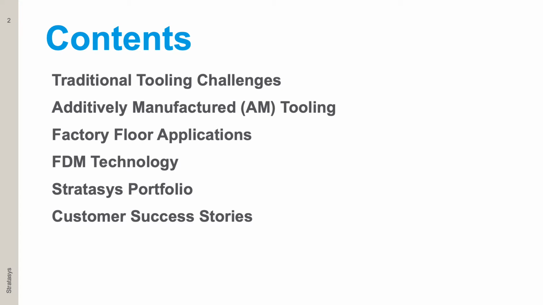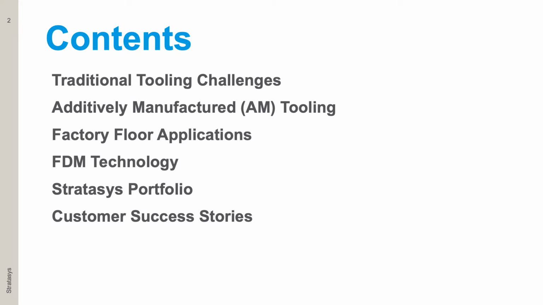We'll start out by talking about traditionally manufactured tools and some of the challenges they pose despite their being considered the standard. We'll then look at AM tooling and the many benefits it offers. Following on from that, we'll take a deeper look into the specific factory floor applications and the types of tools that AM is a good fit for. Then we'll move on to FDM Technology and explain what it is and why it is a great fit for these applications. From there, we'll take a look at the Stratasys Printer and Material Portfolio and how they factor into the making of jigs and fixtures. Finally, we'll give you some social proof and talk about a few customer success stories.